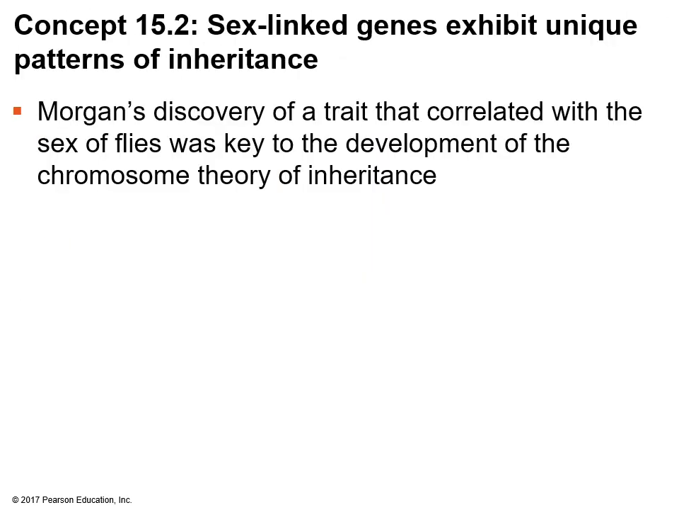So Morgan's discovery of a trait that correlated with the sex of the flies was key to the development of the chromosome theory of inheritance. Because based on this experiment, scientists concluded that genes are located on the chromosome. And the alternate versions of the genes are the alleles, and the alleles are going to express a trait or characteristic.